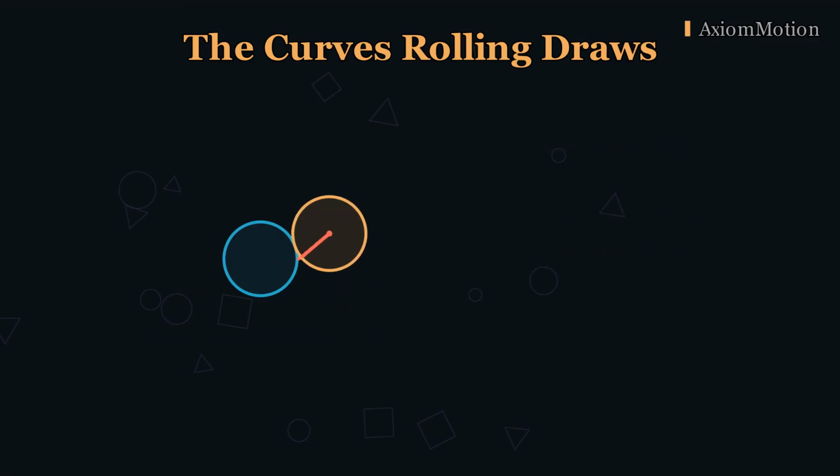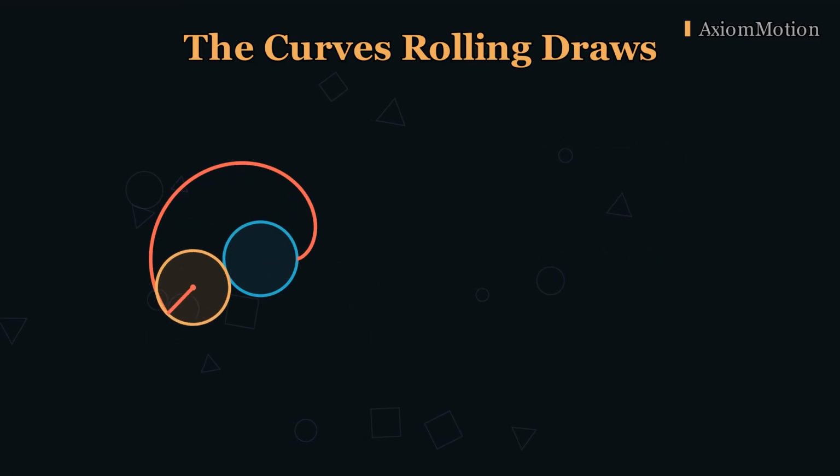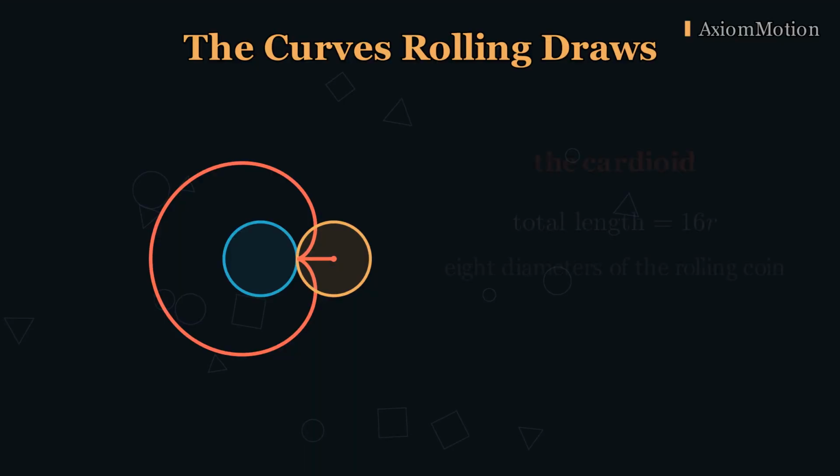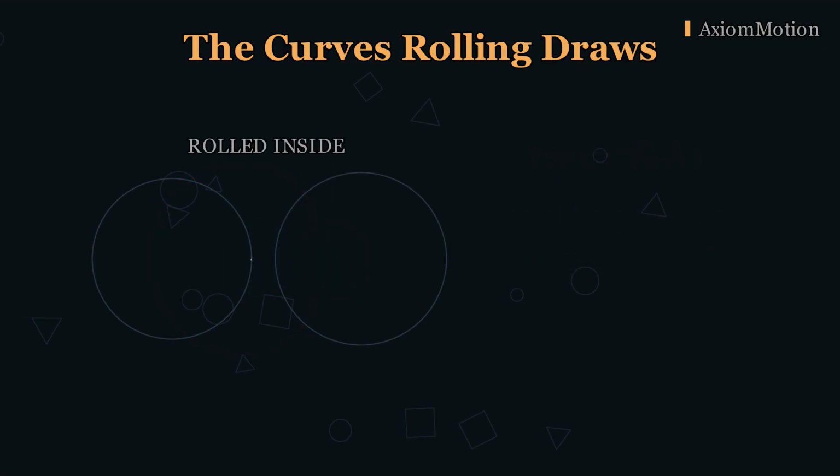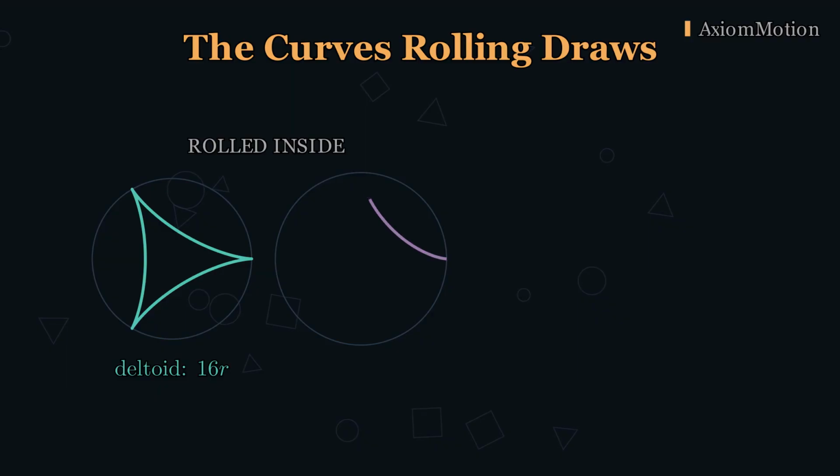Roll a coin around an equal coin and the marked point draws the cardioid, the heart curve. Its total length is 16r, exactly 8 diameters of the rolling coin. Rolling inside draws the hypocycloids. 3 cusps gives the deltoid, total length 16r. 4 cusps gives the asteroid, total length 24r.